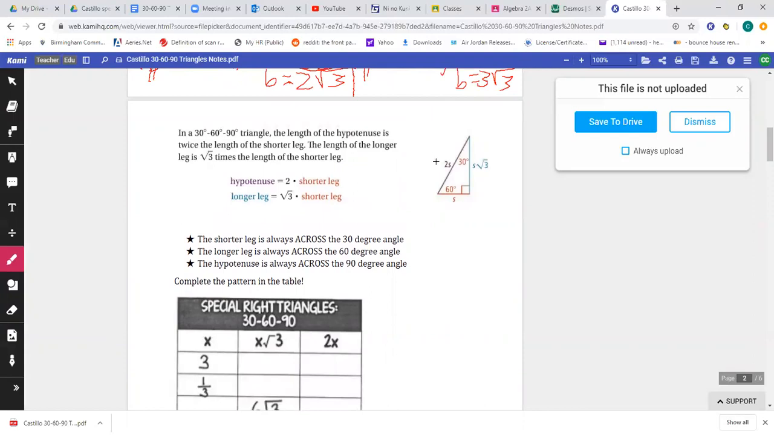So whenever you have a 30, 60, 90 triangle, you have 3 separate legs, right? The one across the 30 is the short leg. The one across the 60 is the long leg. And obviously, the one across the 90 degrees is the hypotenuse. That never changes, right? The one across the 30 is the short leg, the one across the 60 is the long leg, and the one across the 90 is the hypotenuse. Okay.